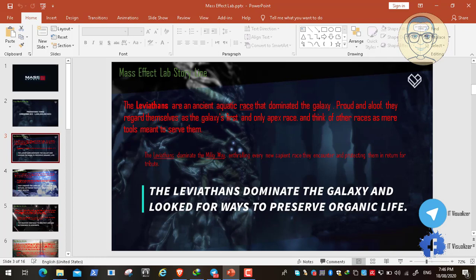So this race, as I said before, lives at the bottom of the seas and the oceans, and they are in the shape, as the game says, of a squid or a jellyfish. So they are in the shape of a large squid or a large jellyfish.